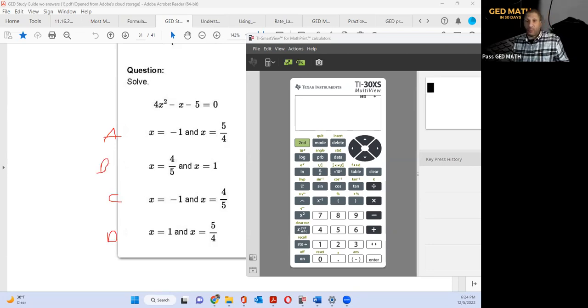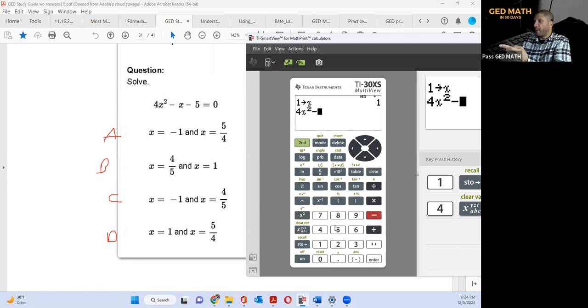Watch how easy this problem becomes if you know how to use this calculator. So I'm going to take 1 and store 1 into my calculator: 1, store X. And then I'm going to plug in my quadratic equation, 4x squared minus x minus 5. If I get 0, 1 is a solution.